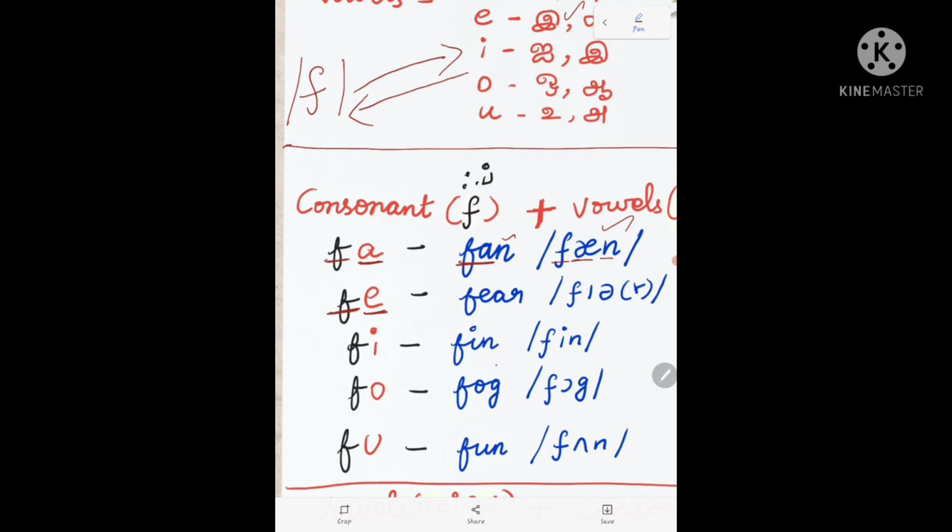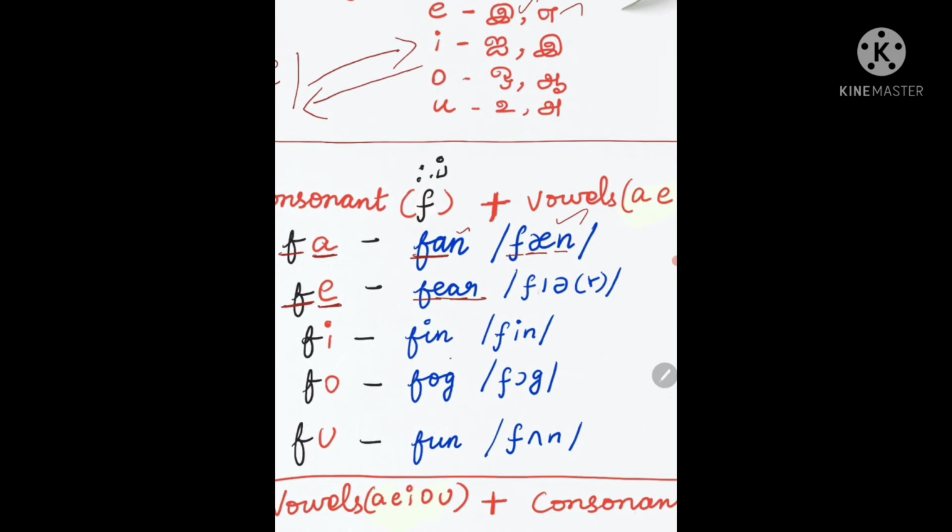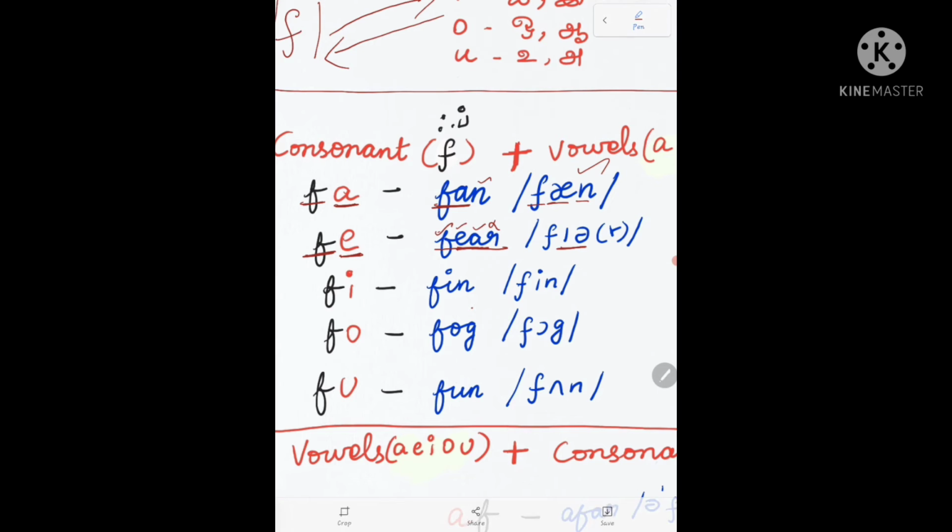Okay, you can say it in both ways. Fe, fe. Fe a, fear, fear, this is diphthong. If fe a ear, fe a fear, or silent r. Okay, finished. Next, f, if.